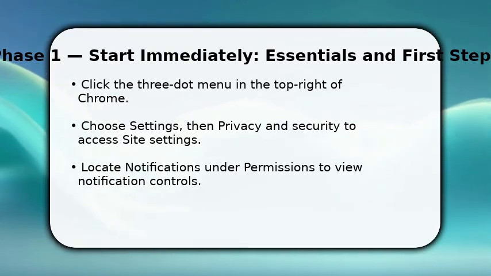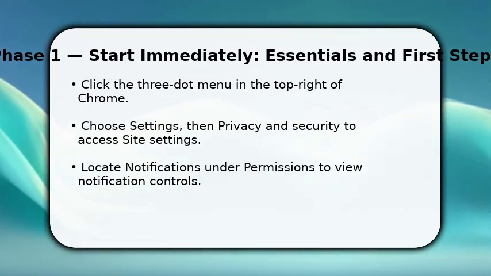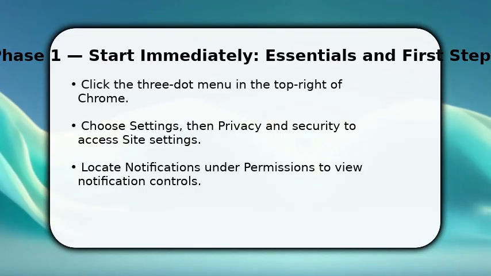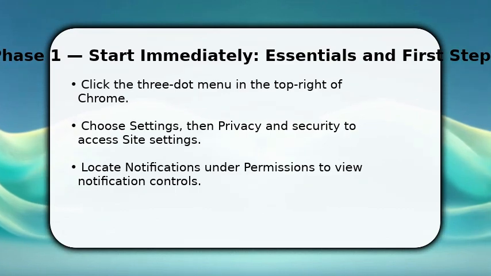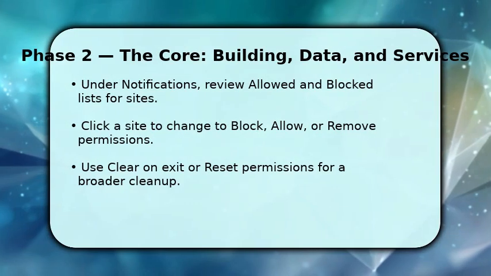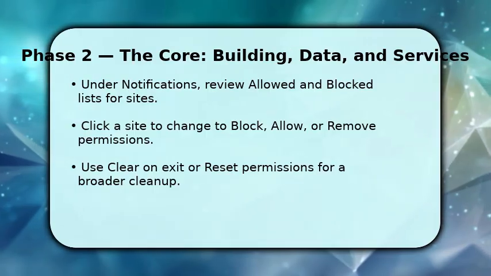You're taking the first actionable step. Identify where Chrome stores notification permissions. Make sure to keep Chrome updated before changing settings, because newer versions streamline controls and improve reliability. Once you're in Notifications, you'll see allowed and blocked lists.